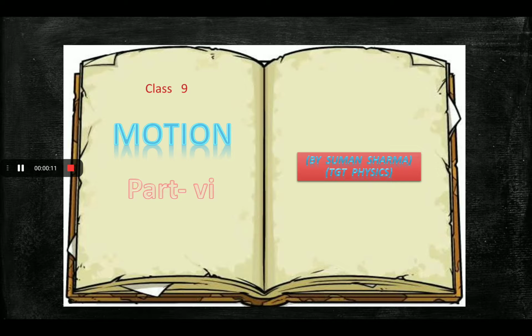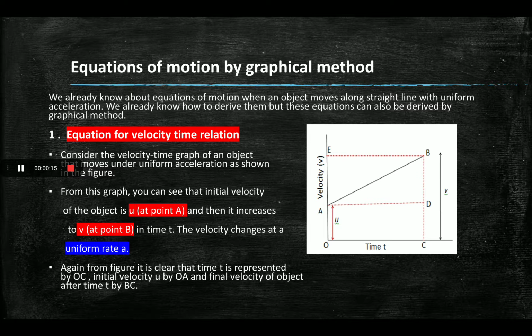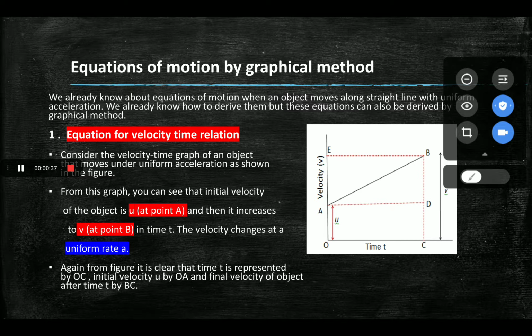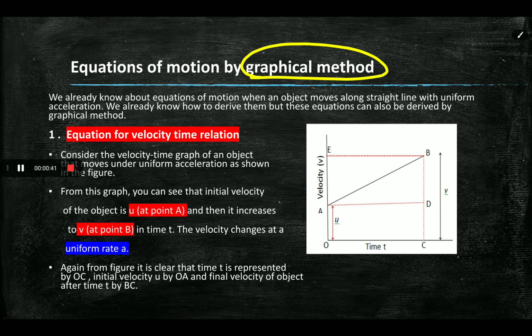In this video, we will study the equation of motion by graphical method. Students, we know that when an object moves along a straight line with uniform acceleration, then we have to use the equation of motion. And we also know how to prove these equations of motion mathematically. Now, in this video, we will prove these equations of motion by graphical method.